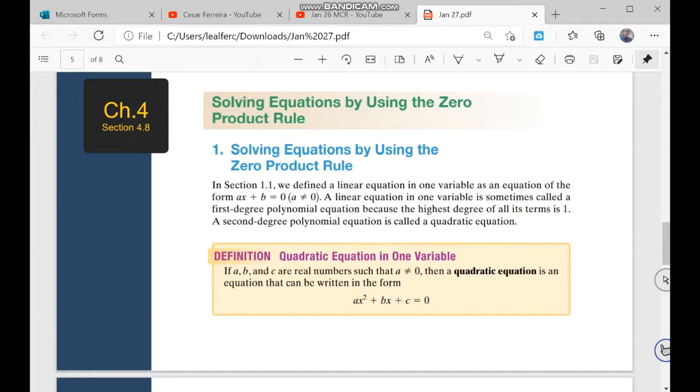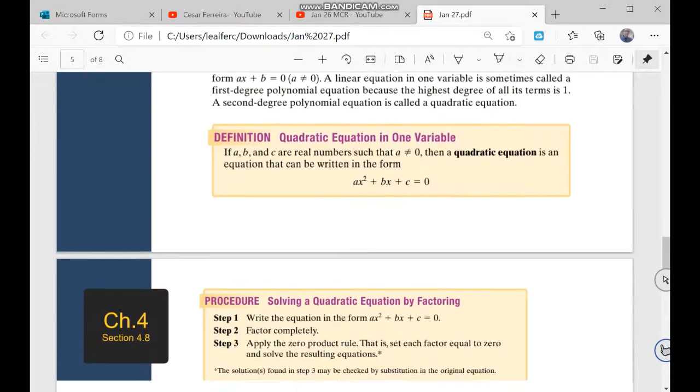You're going to see that after learning lots of techniques of working with polynomials, multiplying and adding and subtracting and factoring, now you will apply all this knowledge, all these techniques on one kind of application, which is to solve equations. One first equation that we can solve is this quadratic equation in one variable.